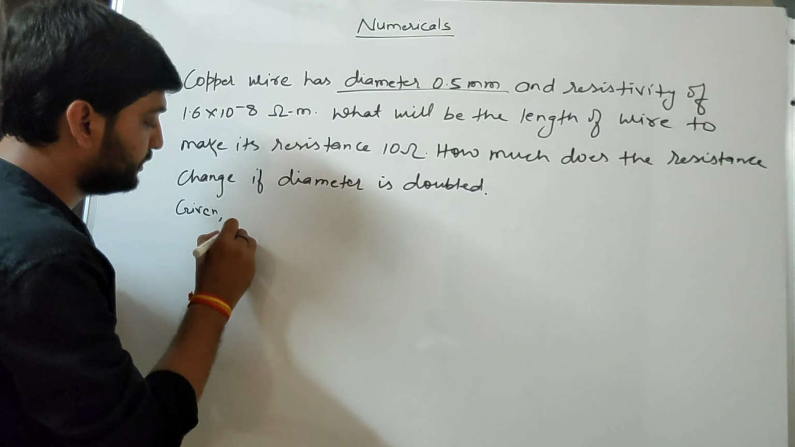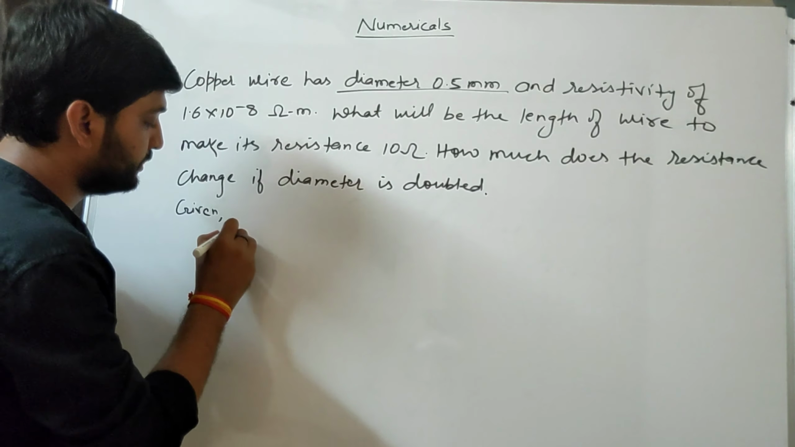So we will convert it into meter, because whenever we talk about length, diameter, radius, we will take it in meter, because meter is the SI unit of this. So we will convert mm into meter. We need to divide it by 1000. This is very basic. You must know this. 0.5 divided by 1000, because when we convert mm into meter, we need to divide by 1000. So we will get 0.0005 meter.